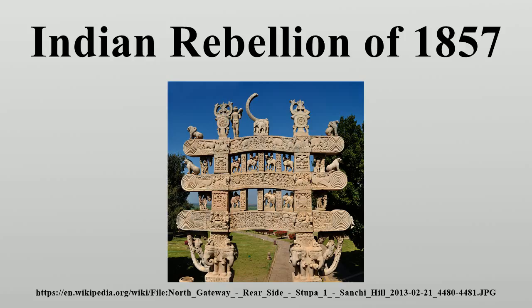Tallow and lard-greased cartridges. The final spark was provided by the ammunition for the new Enfield P-53 rifle. These rifles, which fired Minié balls, had a tighter fit than the earlier muskets, and used paper cartridges that came pre-greased. To load the rifle, sepoys had to bite the cartridge open to release the powder. The grease used on these cartridges was rumored to include tallow derived from beef, which would be offensive to Hindus, and pork, which would be offensive to Muslims.